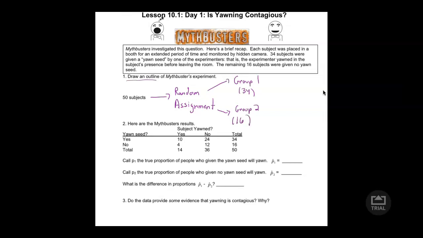Then they went ahead and applied the treatments. The treatment that they applied to the group of 34 was the yawn seed. And then group 2 is really the control group. They didn't have a yawn seed, so this one had no seed. And then at the end, they compared the yawning.